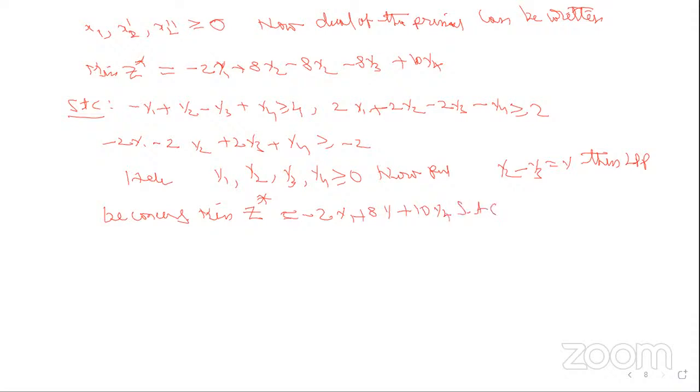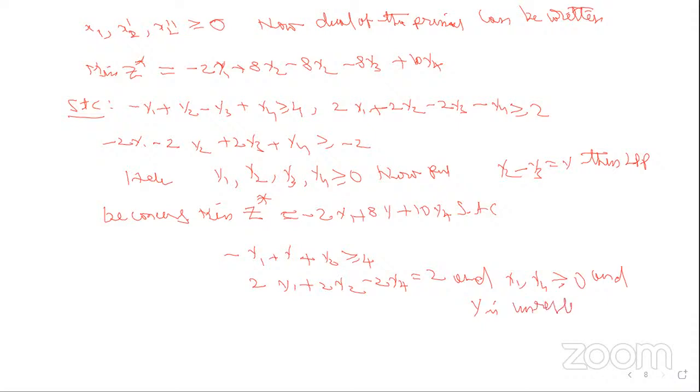subject to constraints: minus y1 plus y is greater than or equal to 4. 2y1 plus 2y minus 2y4 equal to 2, and y1, y4 greater than or equal to 0 and y is unrestricted.